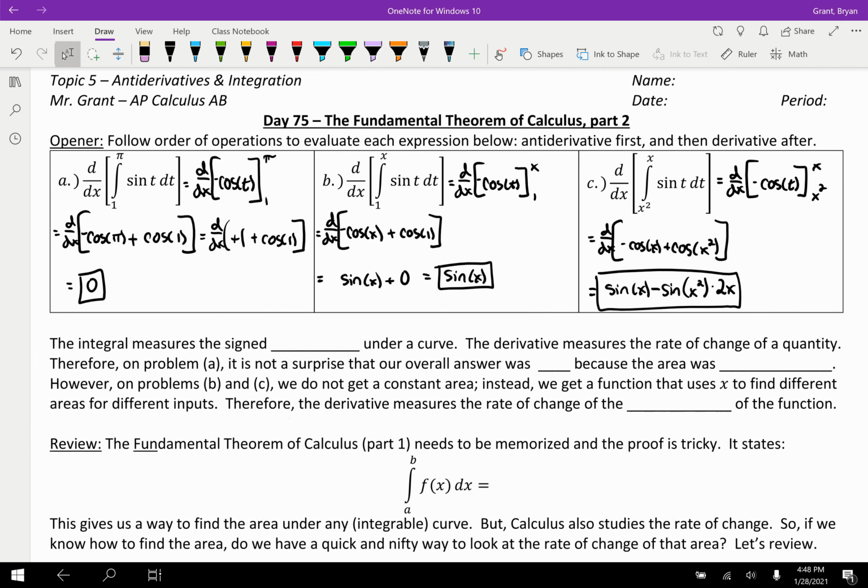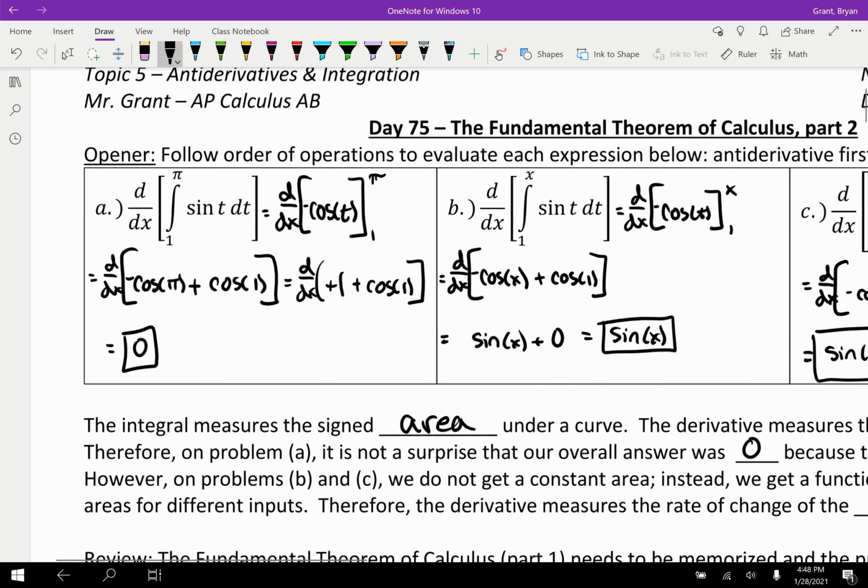An integral, of course, a definite integral in this case, measures the signed area between a curve and an axis. The derivative measures the rate of change of a quantity, how fast something is changing, right? Therefore, on problem A, it's not a surprise that our overall answer was 0, because what we did here is we found the area between sine of x and pi and that is a specific number, right?